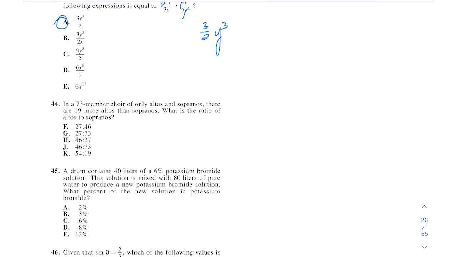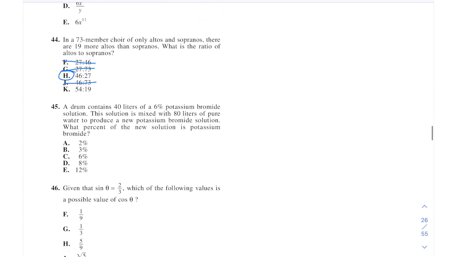All right, for 44, so here I'd probably work backwards. Ratio of altos to sopranos. So if there are 19 more altos, then that means that first number has to be bigger. And then it's got to add up to 73, and the difference has to be 19. That's H.